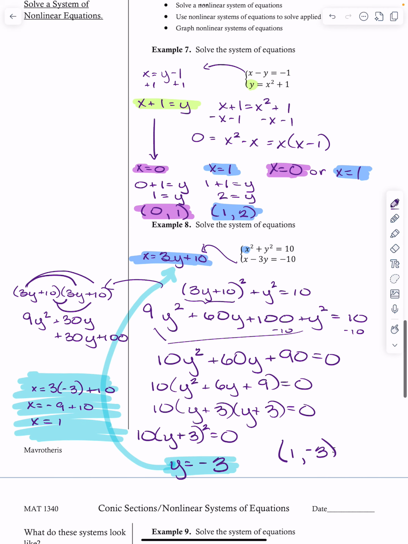So here's our solution. This circle and this line intersect in only one point, and that point is 1, negative 3.